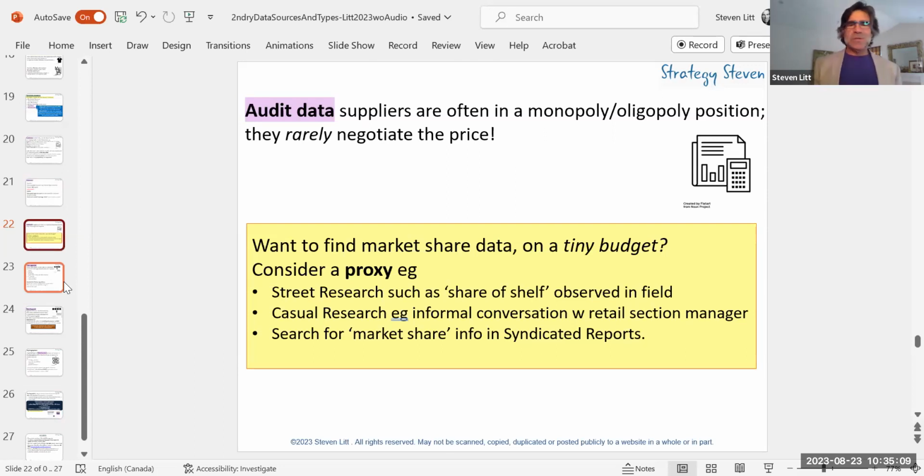And number three, search for market share info in syndicated reports. It won't be nearly as reliable as the audit data that you'll see from the audit firms themselves, but it might be good enough for what you're needing.